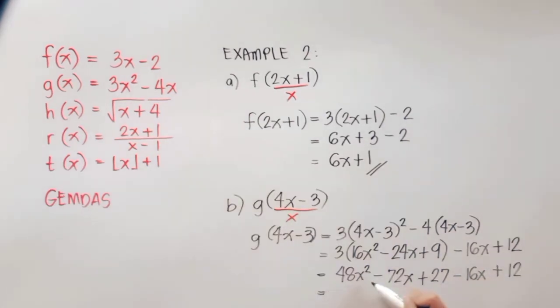Now we have here x squared, and there's no other x squared in these terms. So we'll simply copy 48x squared. Negative 72x and negative 16x are like terms, so we can still add them up. So that's negative 88x. And then 27 plus 12, that is equal to 39. This is our final answer.